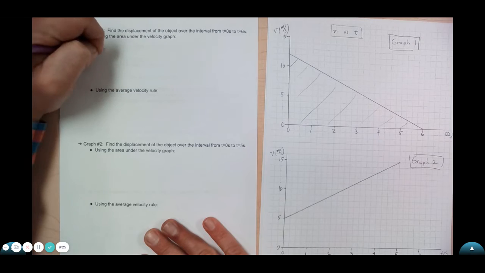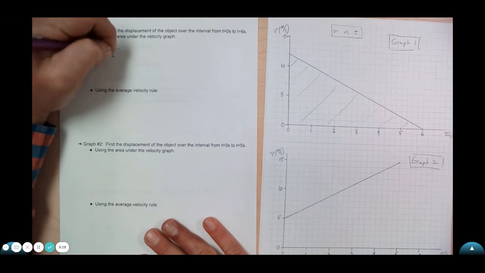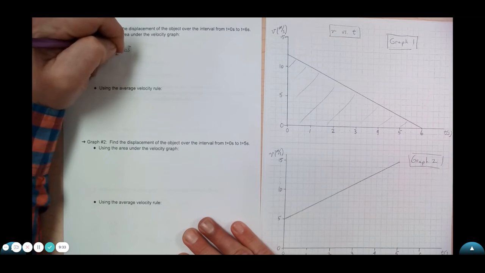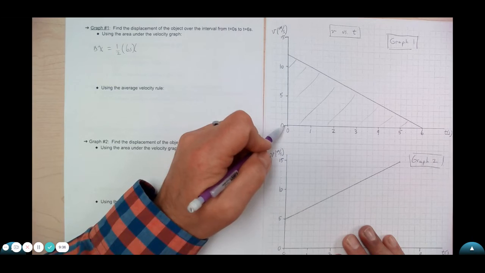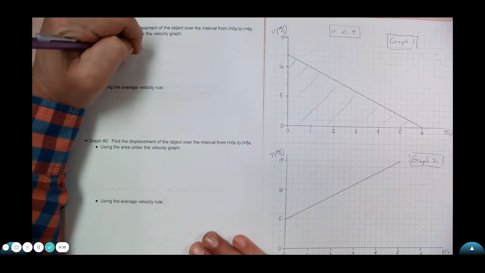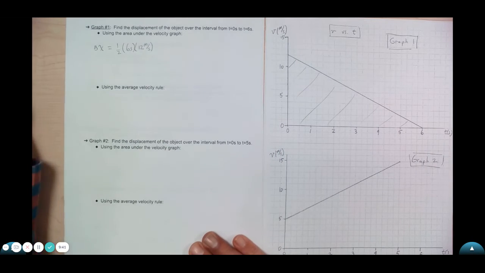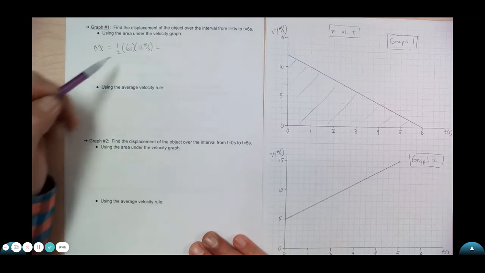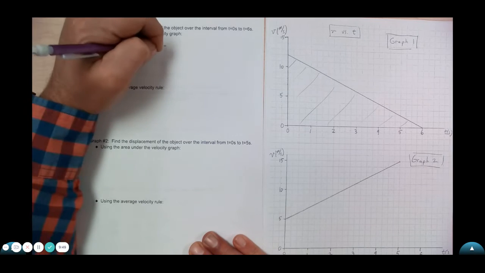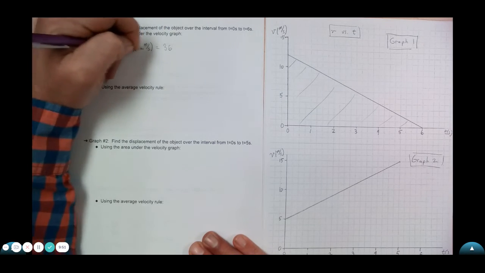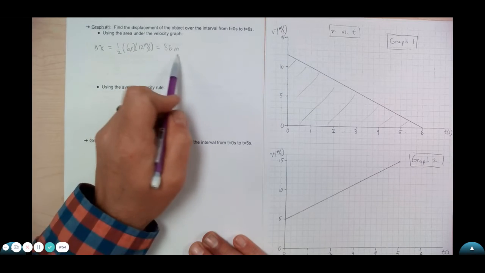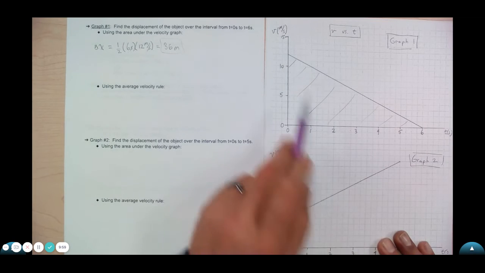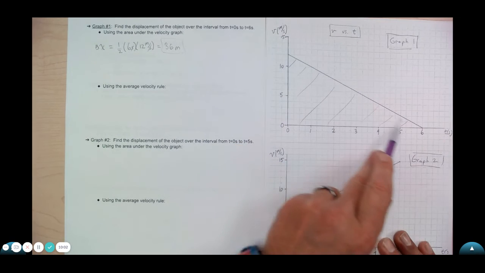The displacement would be the area, so that would be 1/2. This thing has a 6-second base and a 12 meter per second height. 1/2 base times height. So 6 times 12 is 72 divided by 2. This gives me 36, and check the units out, meters. So that should be how far this thing went over the 6 seconds while it slowed down from 12 down to 0 gradually.